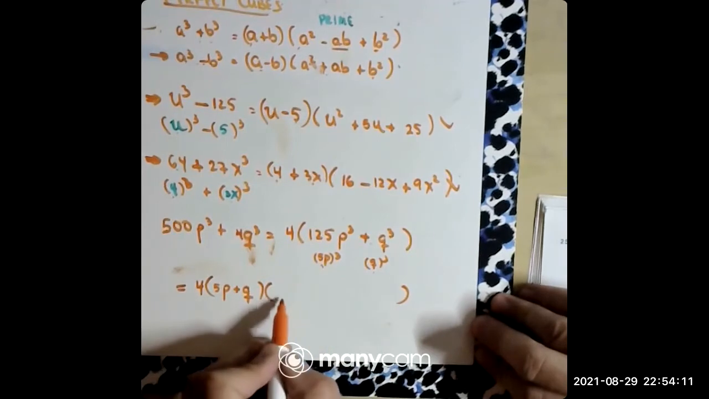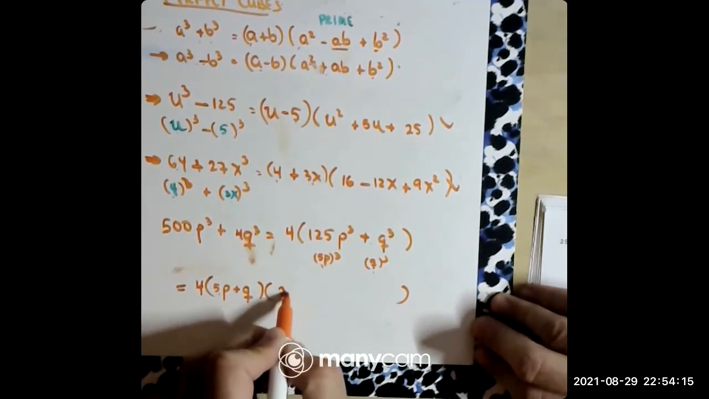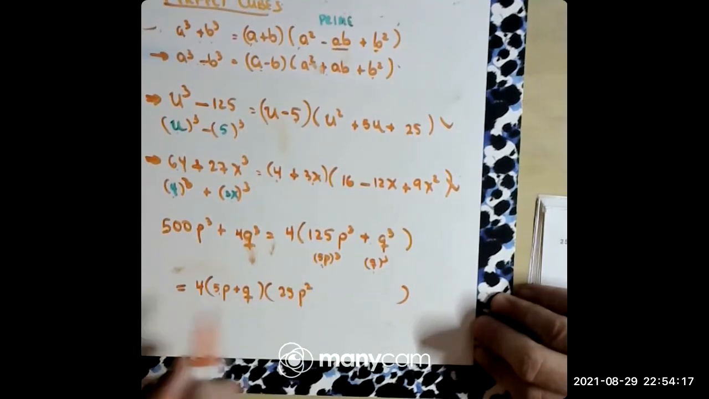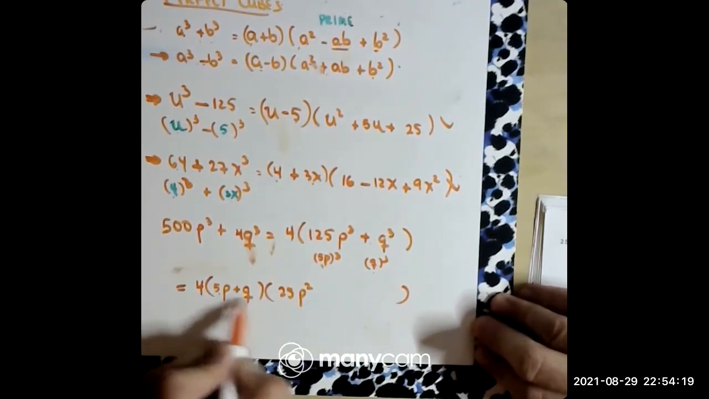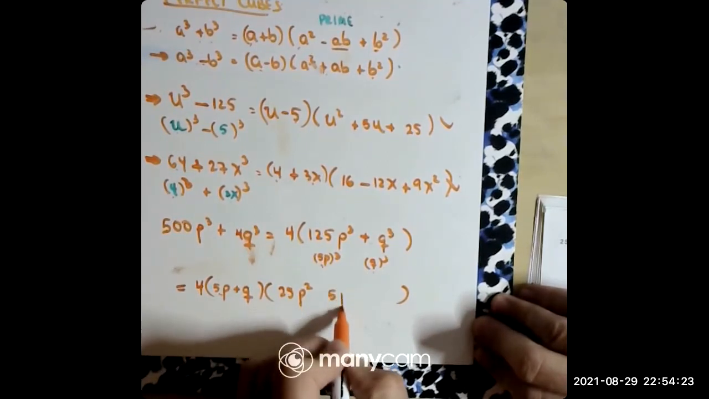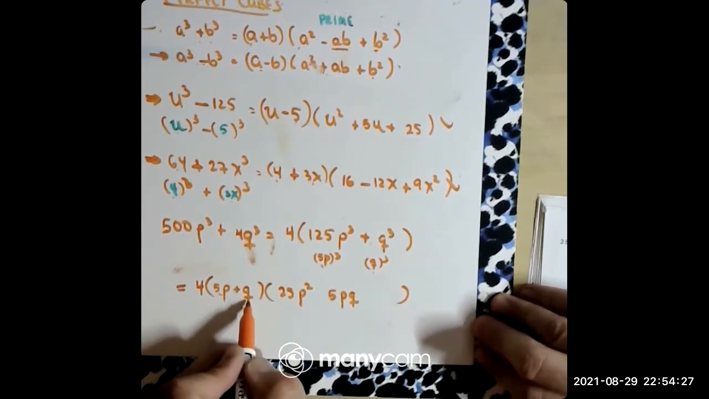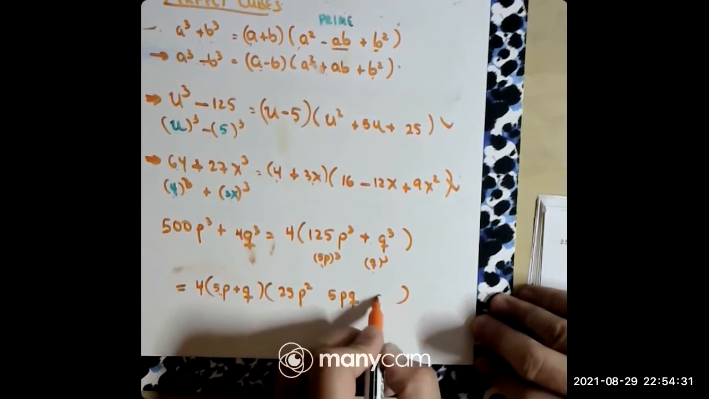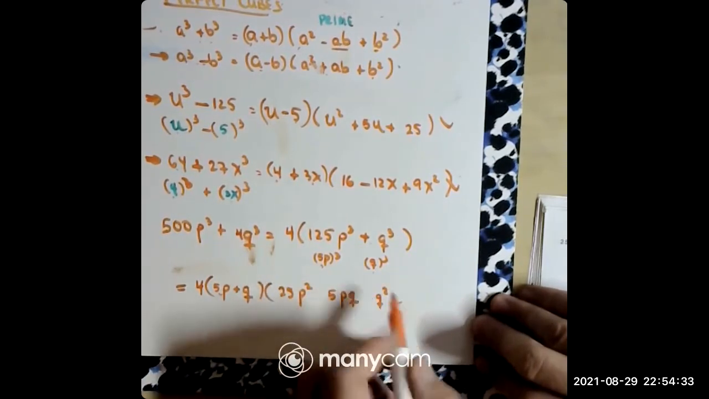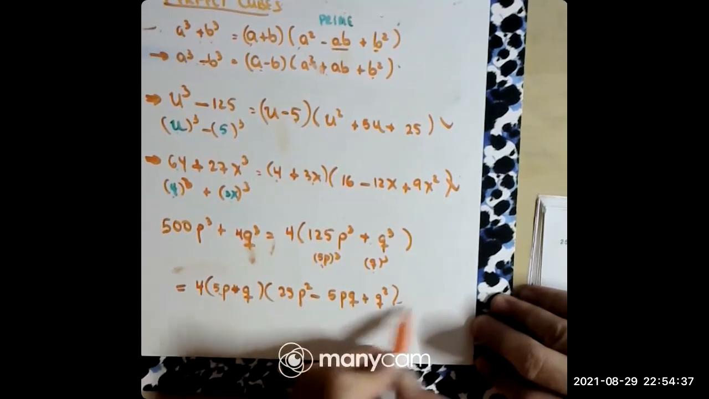How do I get the first term here? We square the first one, 5p times 5p, 25p squared. How do I find the middle term? We multiply 5p times q, 5pq. And the third term, we square the b, in this case q times q, of course, q squared. And see, this is plus, minus, plus, done.